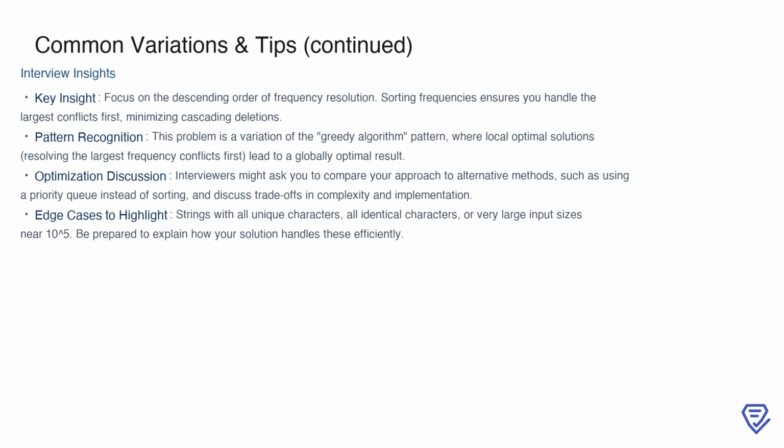Interviewers may also ask you to compare your approach to alternatives, such as using a priority queue instead of sorting. This discussion can involve trade-offs in complexity and implementation details. Be prepared to highlight edge cases, like strings with all unique characters, all identical characters, or very large inputs up to the size limit of 10 to the power of 5. Demonstrating how your solution efficiently handles these scenarios can leave a strong impression.